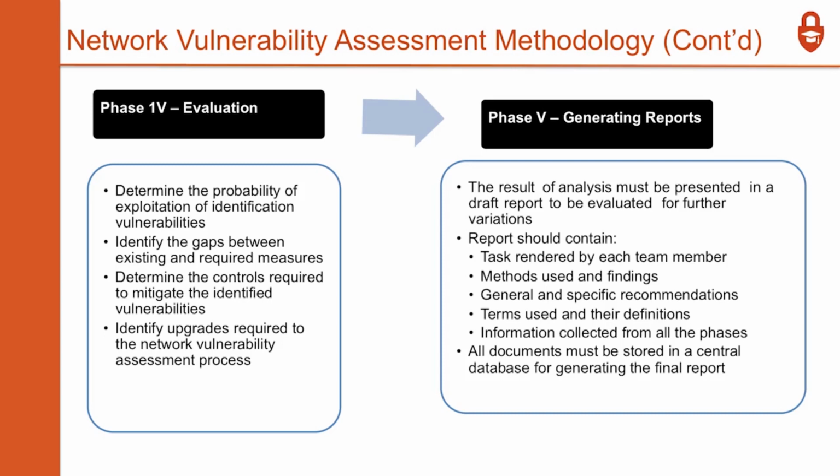The results of analysis must be presented in a draft report to be evaluated for further variations. The report should contain tasks rendered by each team member, method used, and findings. They're going to want proof of this, and you need to keep proof of this, because if you're the one doing this and the network is breached at the same time, they're going to blame you. So you better have a CYA in place of everything you did so that you can say, hey, that wasn't me. Here's the screenshots of the machines I was in. This is what I was doing at that time.